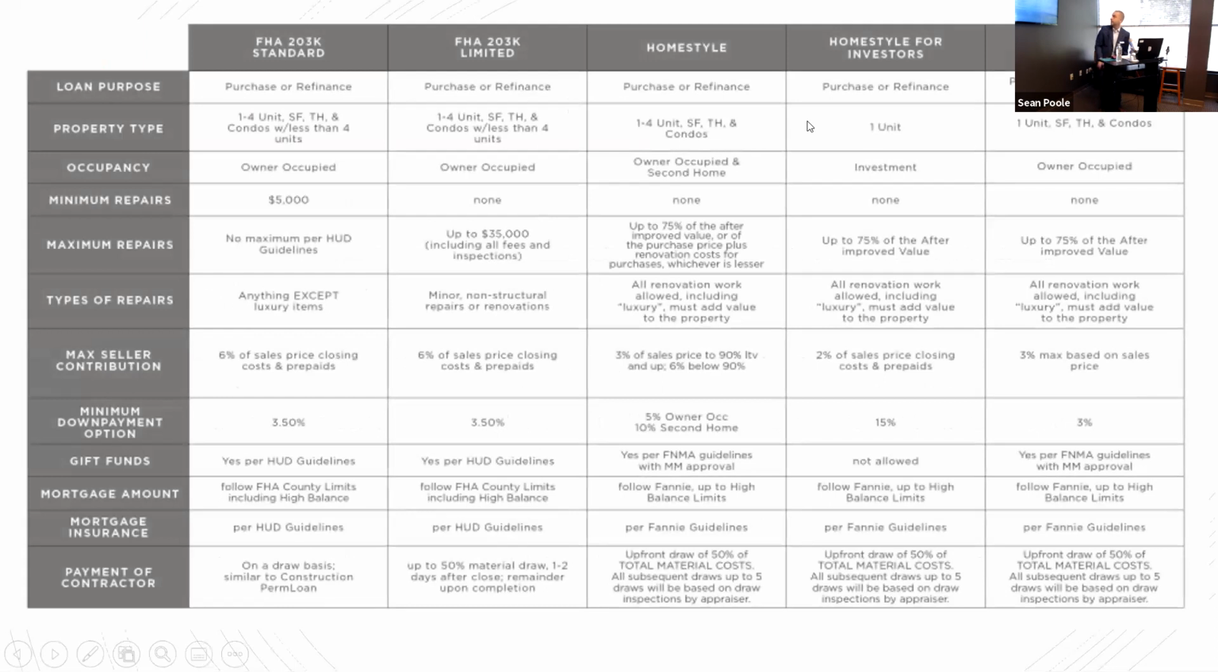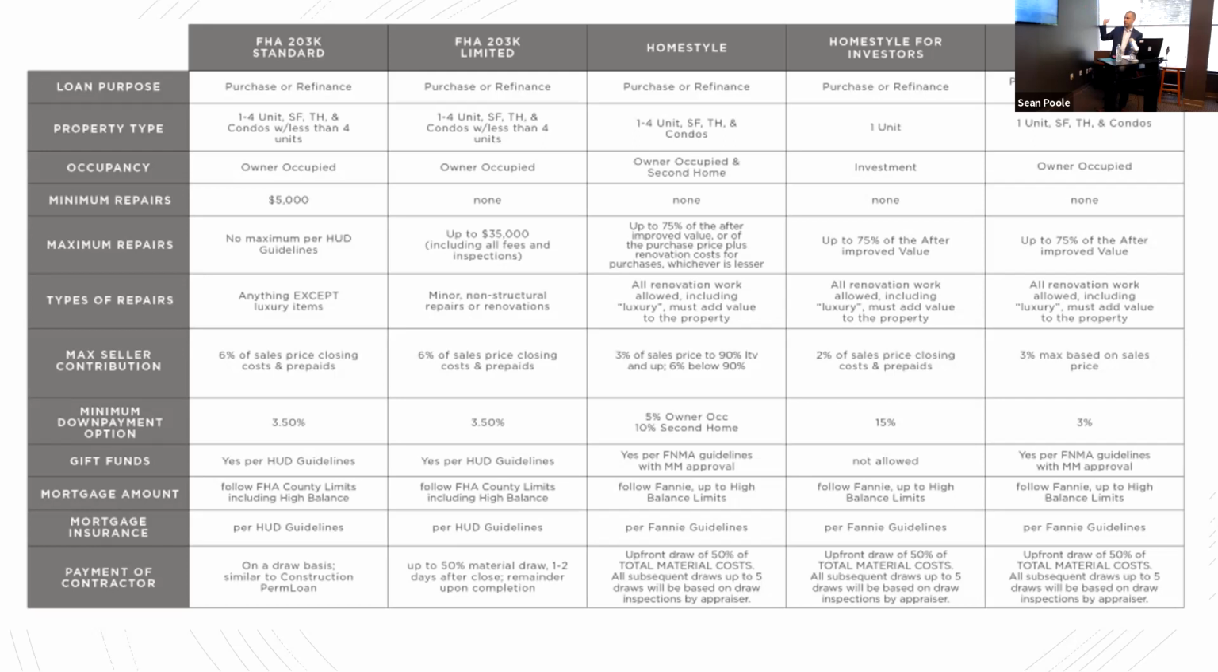So here's some different renovation products that we have. FHA has two different types of products. One's a standard, one's limited, depending on how much work needs to be done. Limited is a streamlined renovation product for under $35,000 in renovations. If you have more than $35,000, or if it's anything structural, then it's a little bit more involved because you have to have a HUD consultant go out there and make sure that it's feasible and things like that. But the conventional side is called HomeStyle, and HomeStyle is for investors as well.